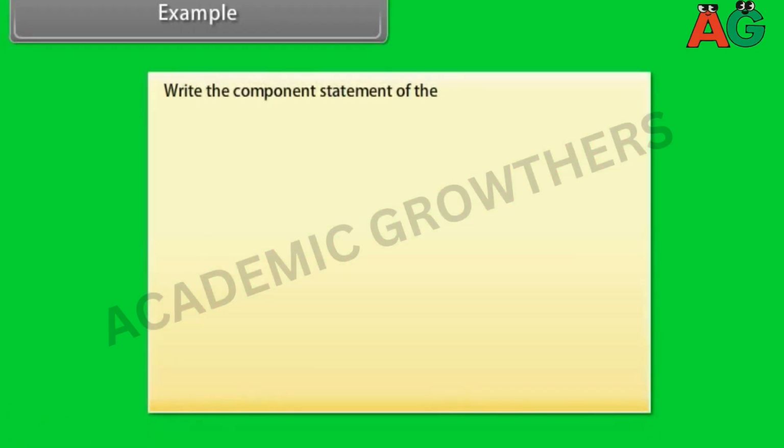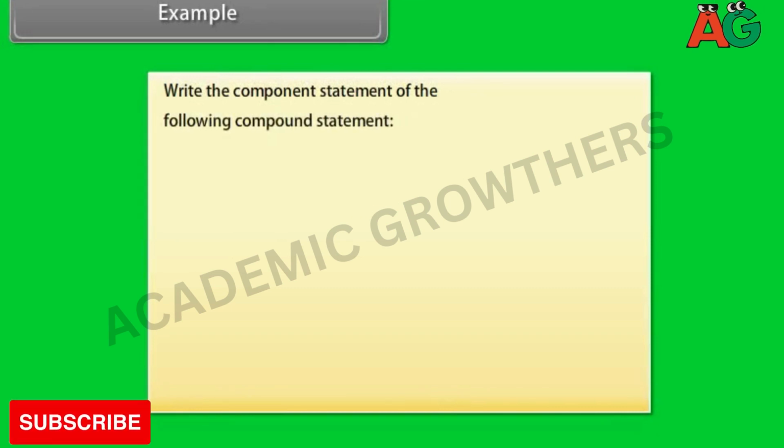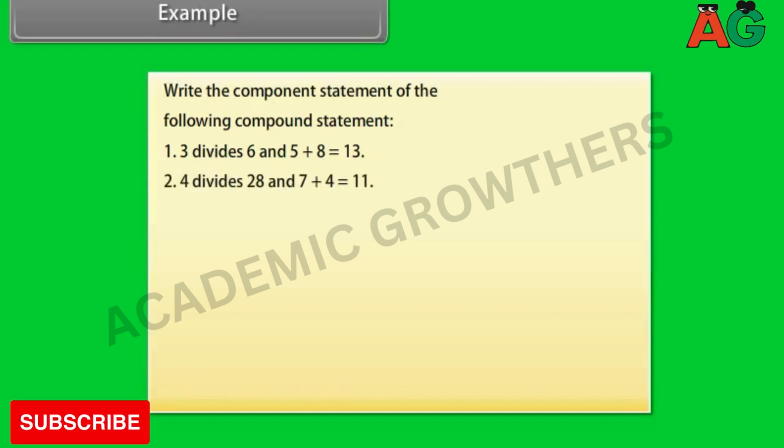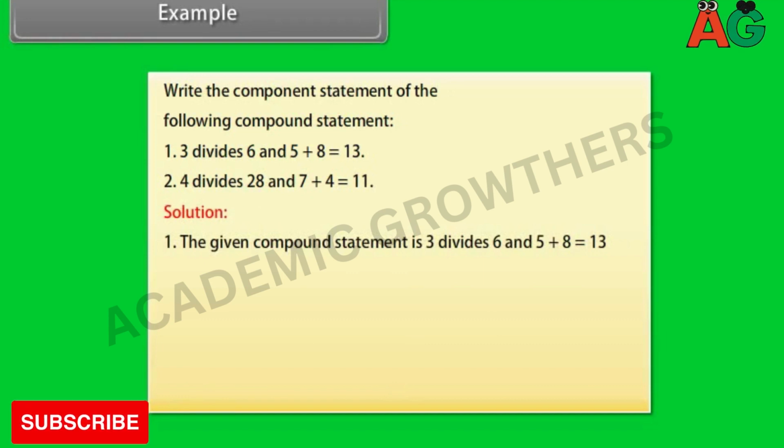Example: write the component statements of the following compound statements. 1. 3 divides 6 and 5 plus 8 is equal to 13. 2. 4 divides 28 and 7 plus 4 is equal to 11. Solution: 1. The given compound statement is 3 divides 6 and 5 plus 8 is equal to 13. The component statements are: P: 3 divides 6. Q: 5 plus 8 is equal to 13.